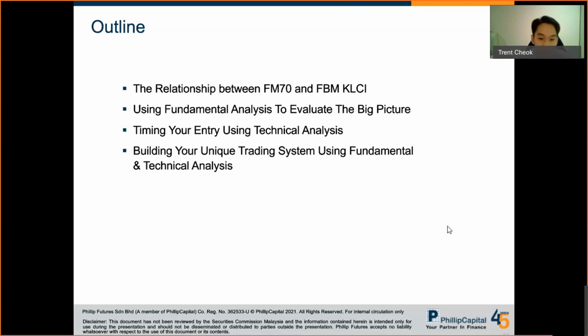Then we will use technical analysis to time your entry. Maybe you have a long-term view on the FM70 direction, but you don't know when is the right time to enter. So how can we do that? We use technical analysis, which I'll present to you in a short time. Then lastly, we will combine these two, fundamental analysis and technical analysis, to build your trading system. Okay, I'll show you later how we are going to do it.